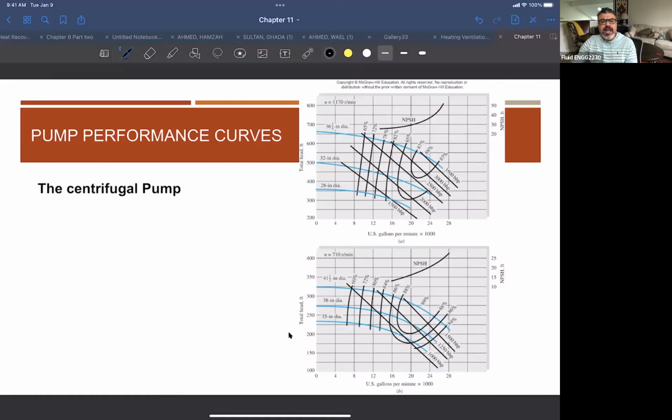Those are actual performance curves of the pump, if the pump is using a different diameter of the impeller, or if the pump is operating at a different speed. Let's wait for next time. I can explain to you what these charts are, because these are actual charts that you're going to see as an engineer or even as a student designing a project. You need to go and find out the right pump for your design. So how are you going to find this? This is what we're going to do next time.